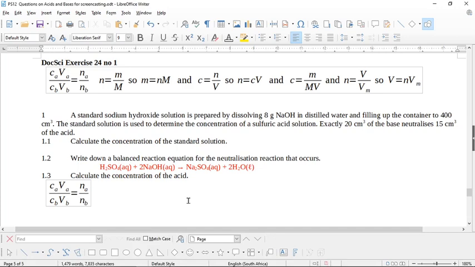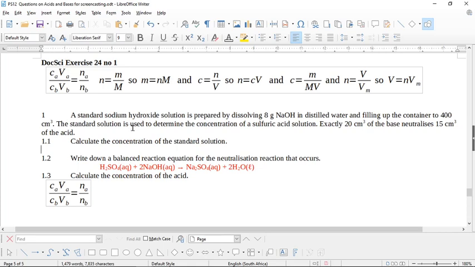Okay, let's look at this DocSci exercise 24. It's the first titration calculation in the book, and we're going to end up using this titration formula to solve it. A standard sodium hydroxide solution is prepared by dissolving 8 grams of sodium hydroxide in distilled water and filling up the container to 400 cubic centimeters. The standard solution is used to determine the concentration of a sulfuric acid solution.